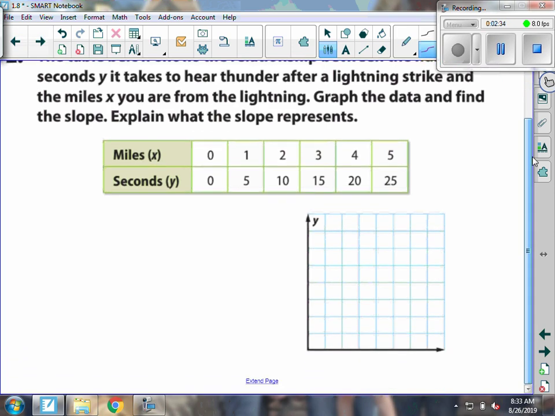So we're going to graph these first. Our miles is x, so this will be miles here, and our seconds is y. I'm going to have my miles go by ones, because these are going by ones: 1, 2, 3, 4, 5, 6, 7. My seconds, if you notice, are increasing by 5, so I'm going to do the same thing here.